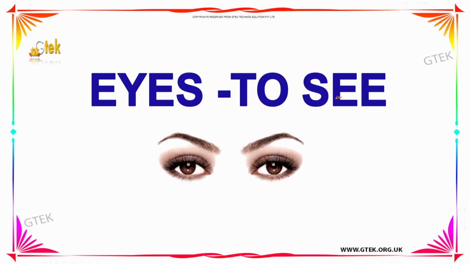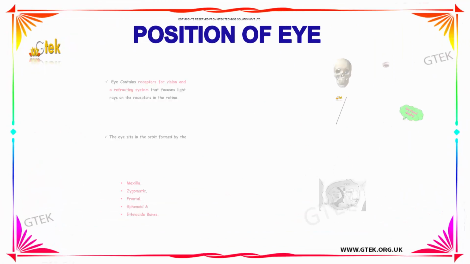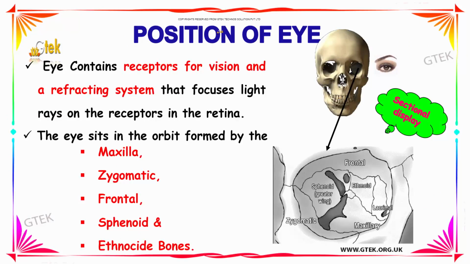Now we are going to see in detail our first sense organ, the eyes. Our eyes are used to see, and they contain the receptors for vision and a refracting system which focuses the light that falls on the receptors in the retina. The eye is positioned in the orbit in your skull, which is formed by bones like maxilla, zygomatic, frontal, sphenoid and ethmoid bones. So you can find these bones over here. This gives the position of the eye in a human skull.